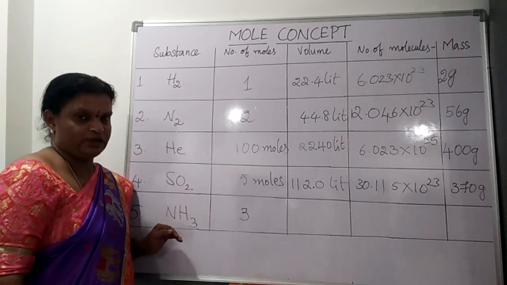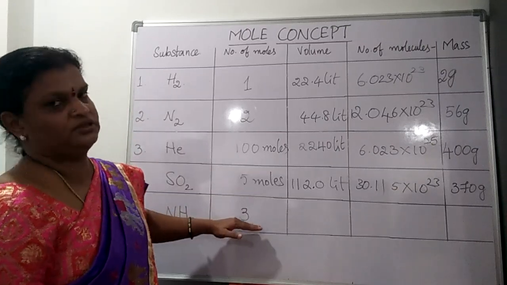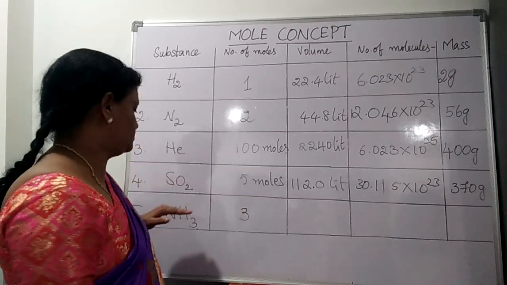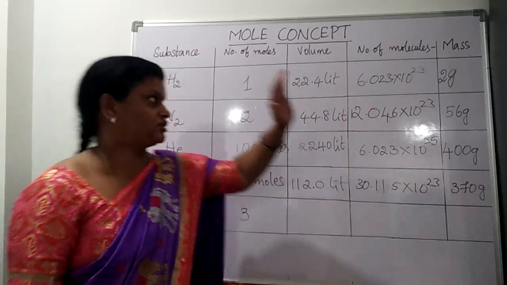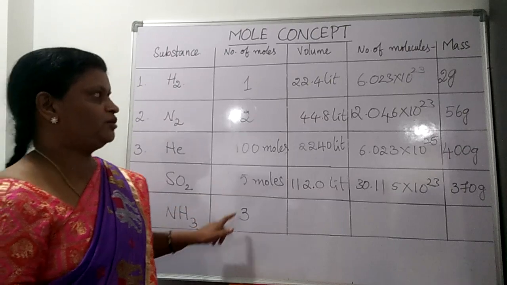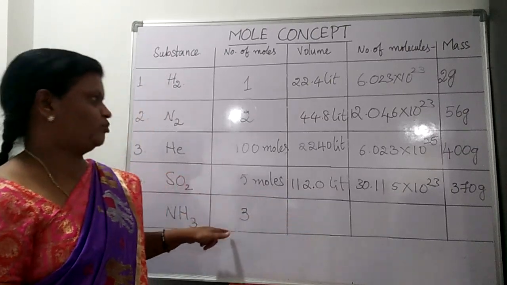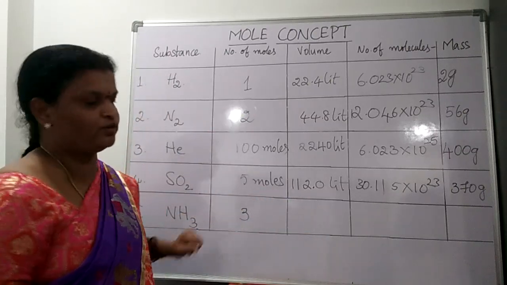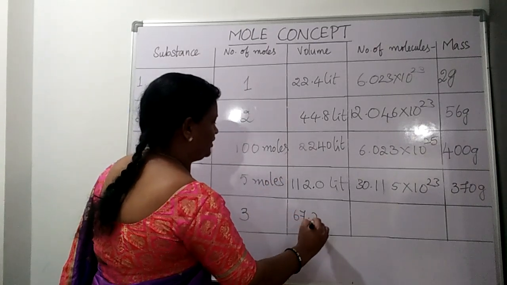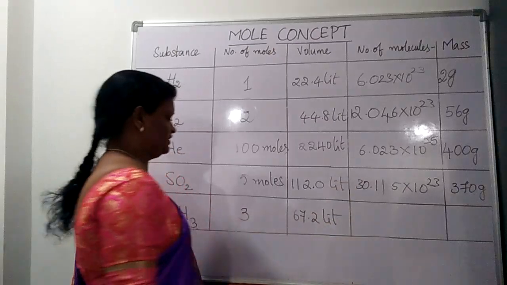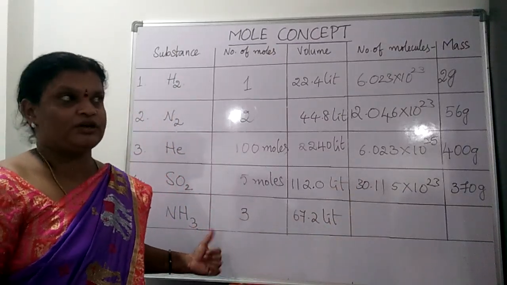Then coming to ammonia. 3 moles. They have given about 3 moles ammonia. We have to find out volume, number of molecules and mass. What is the volume here? 1 mole means nothing but 22.4. 3 moles means 3 into 22.4. How much we'll get here? 67.2 liters. This is the volume of 3 moles of ammonia gas.